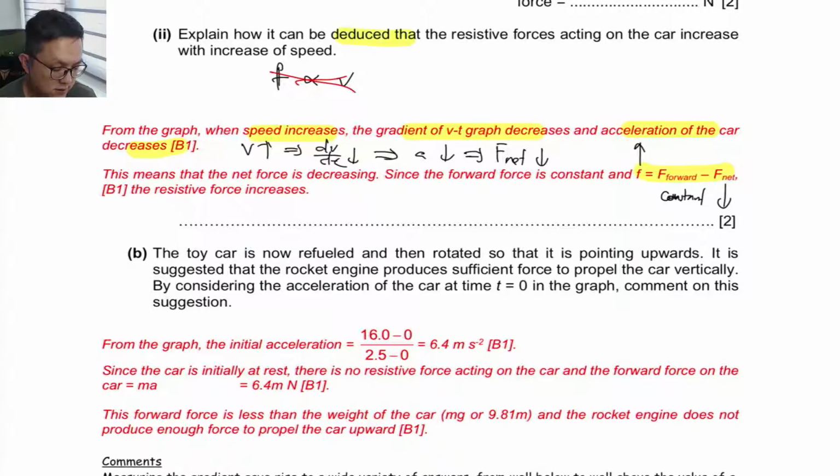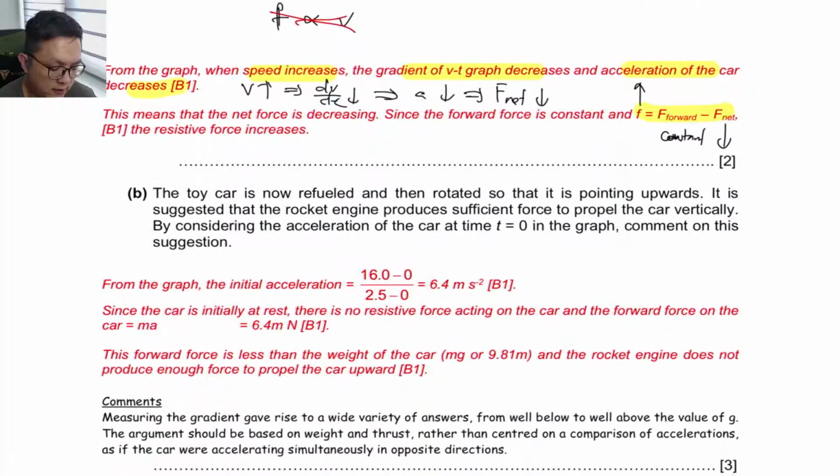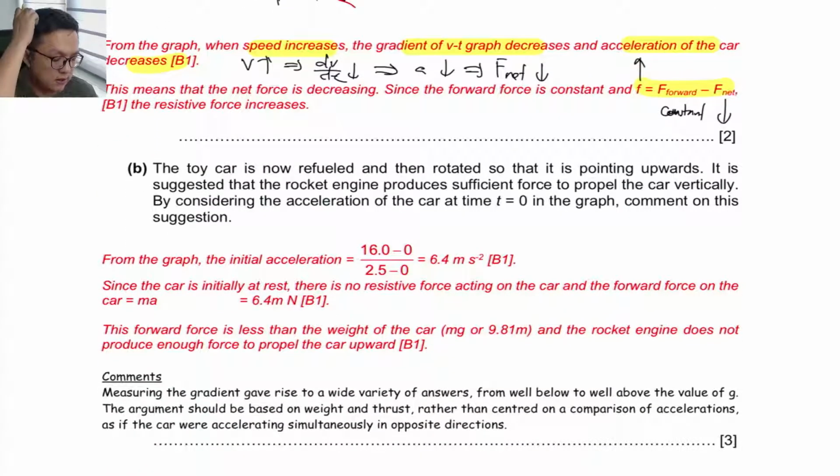Next, you are given that the toy car is now rotated and is pointing upwards. It's suggested that the rocket engine produces sufficient force to propel the car vertically. So this is a suggestion. Let me highlight this in a color because this is the important point: by considering the acceleration of the car at t equals 0 in the graph, comment on this suggestion.